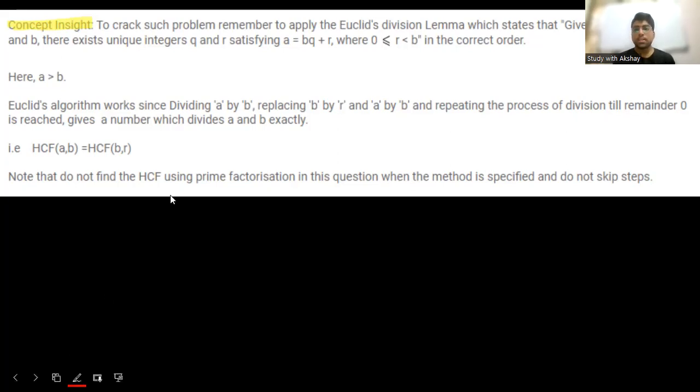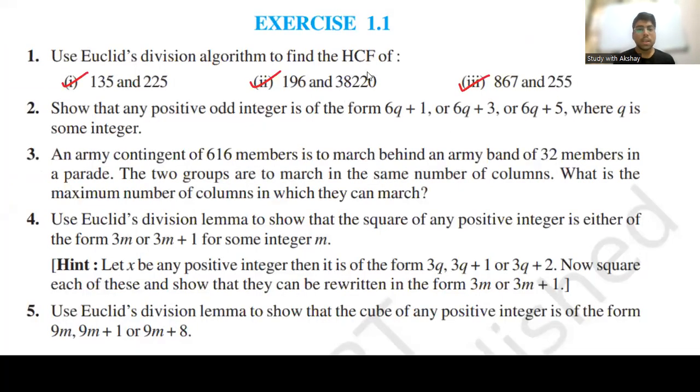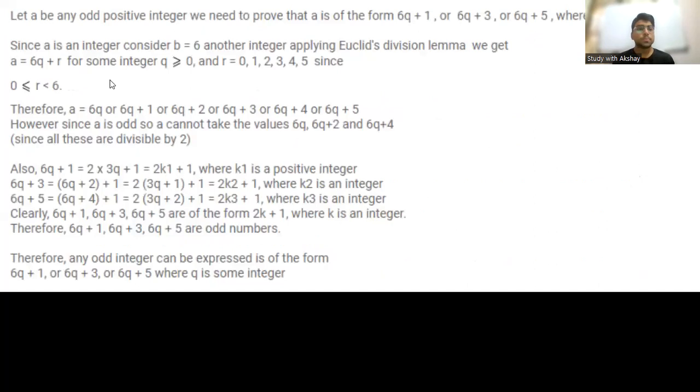Let's move ahead further. First question is done. Second question: show that the positive odd integer is of the form 6q plus 1, 6q plus 3, 6q plus 5, where q is some integer. Let a be an odd positive integer. We need to prove that a is of the form 6q plus 1, 6q plus 3, 6q plus 5, where q is some integer.